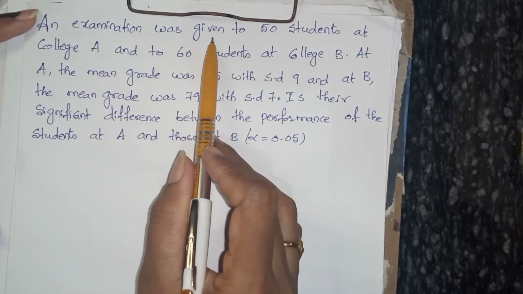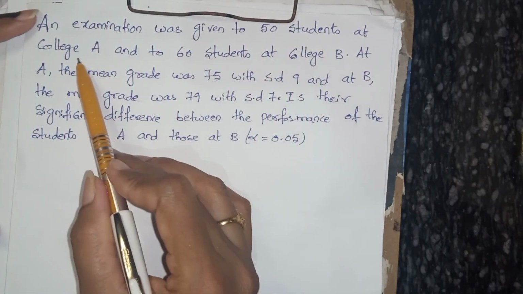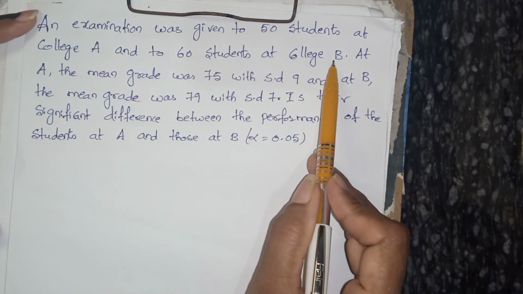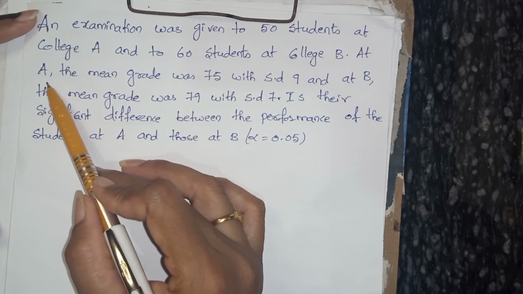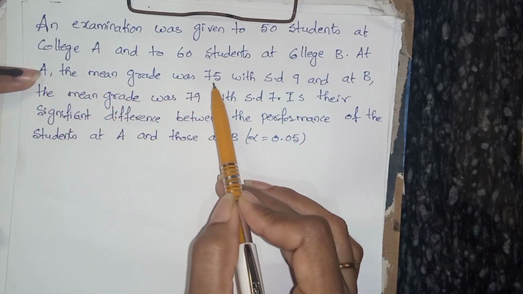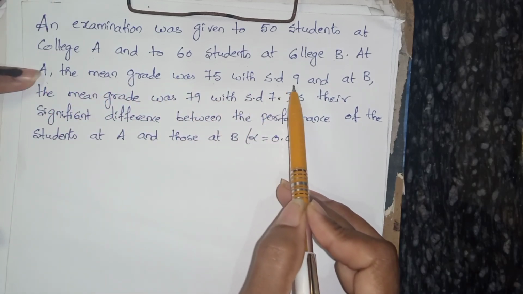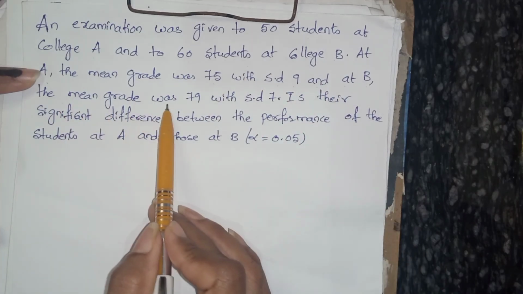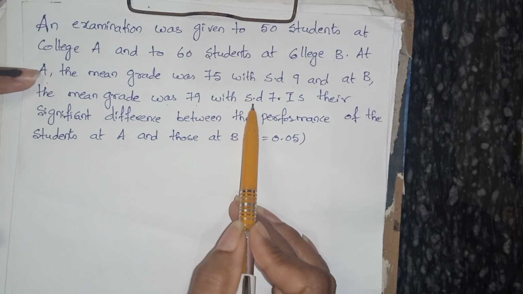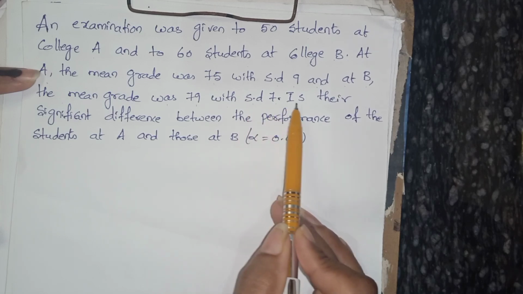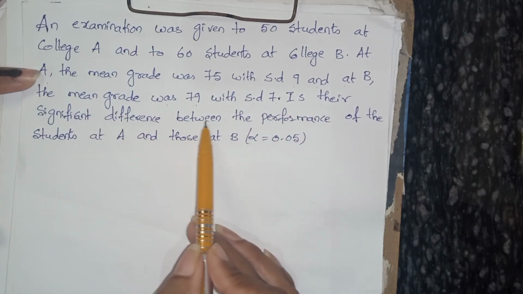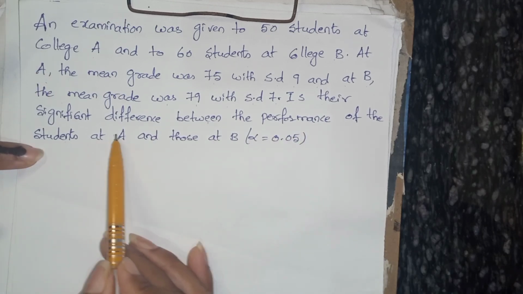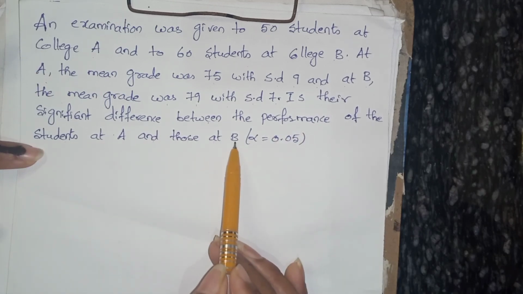An examination was given to 50 students at college A and to 60 students at college B. At A, the mean grade was 75 with a standard deviation 9, and at B, the mean grade was 79 with a standard deviation 7. Is there significant difference between the performance of the students at A and those at B?